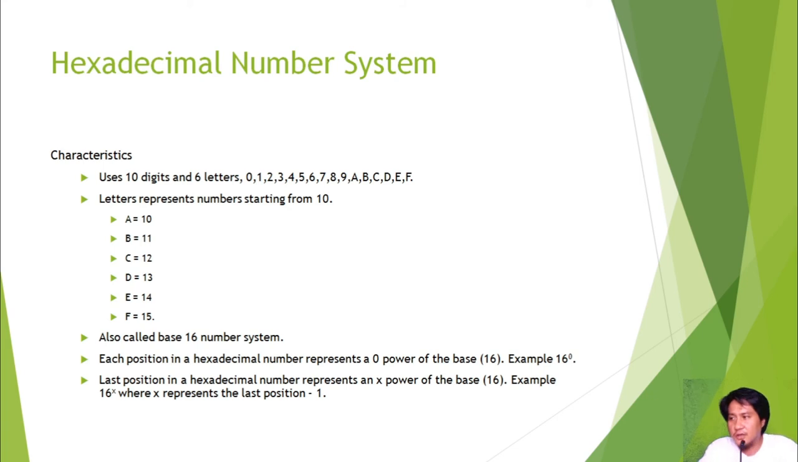Still, the first position in a hexadecimal number represents the 0 power of the base 16. And then the last position in a hexadecimal number represents an x power of the base 16. So just like the other number systems, the last position is 16 to the power of x, where x represents the last position, which is negative 1.